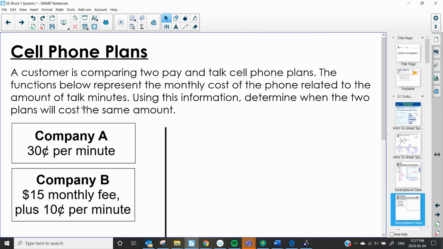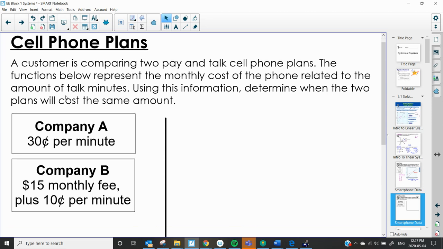All right, now let's take a look at another cell phone plan question. So a customer is comparing two pay and talk cell phone plans. The functions below represent the monthly cost of the phone related to the amount of talk minutes. And using this information, we're going to figure out when the two plans will cost the same amount. So notice there's a commonality here. We're looking for the intersection point is going to be when they are equivalent or when they're the same.